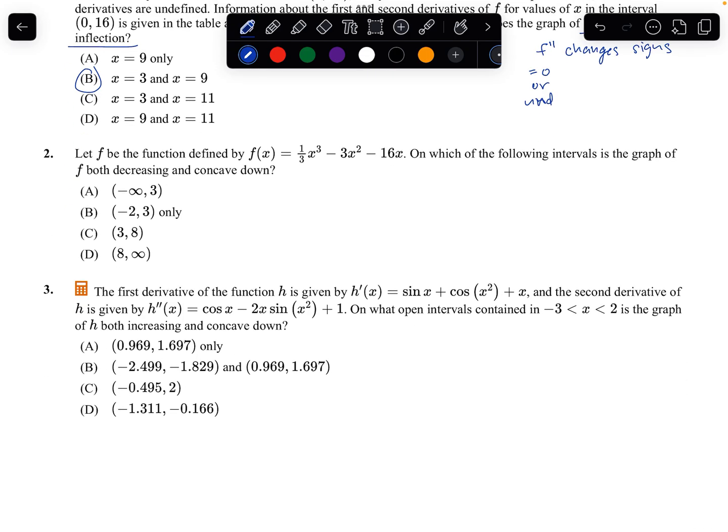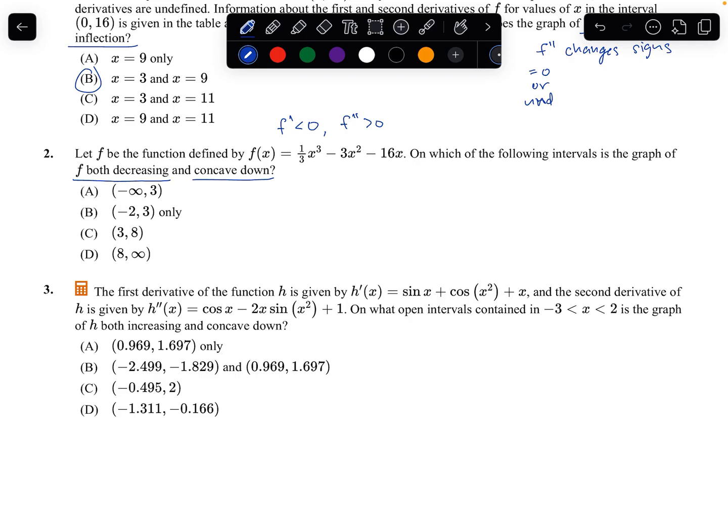Let f be the function given here. On which of the following intervals is the graph of f both decreasing and concave down? Again, if you know your definitions, you know what to look for. What does it mean if f is decreasing? If f is decreasing, then f prime is negative. And if f is concave down, that means f double prime is negative. I know exactly what I need to find.